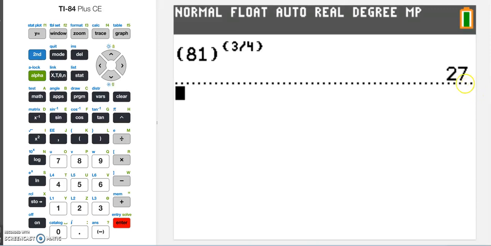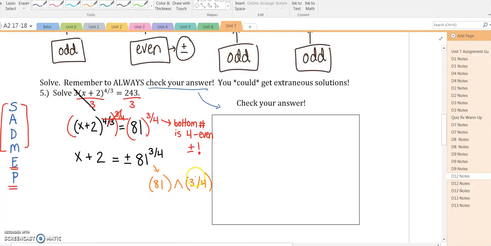And sometimes it'll give me a nice number. Perfect. If it gives you a decimal, you don't write the decimal. We just leave it as the original piece. But here it's a nice number. So 27. So I end up with x plus 2 equals, don't forget the plus or minus, and then 27.